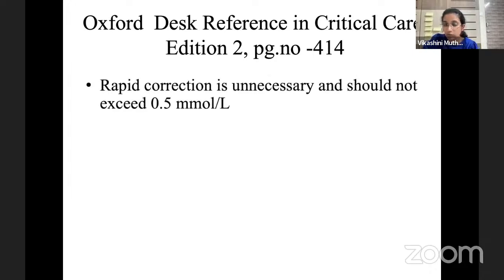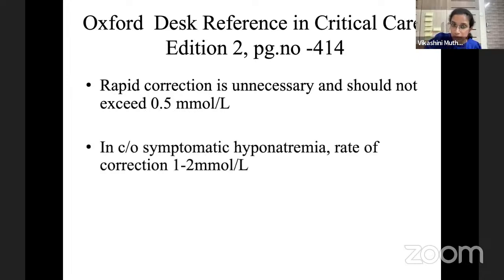This book states that you should never rapidly correct sodium. Rapid correction is unnecessary and it should never exceed 0.5 millimoles per liter. It also says that if a patient has symptomatic hyponatremia, then in those circumstances you can increase the rate mildly to 1 to 2 millimoles per liter. Even in the classification of hyponatremia, the values are taken from 120. There is mild, moderate, and severe hyponatremia. A patient is graded as mild hyponatremia only when plasma sodium is less than 120, but our patient's plasma value is 123. So it's somewhere between normal and mild hyponatremia, right?